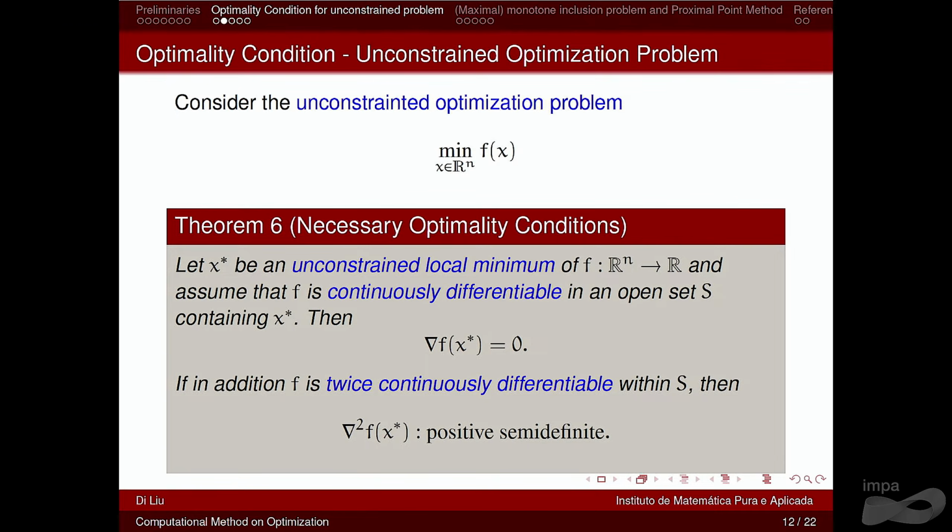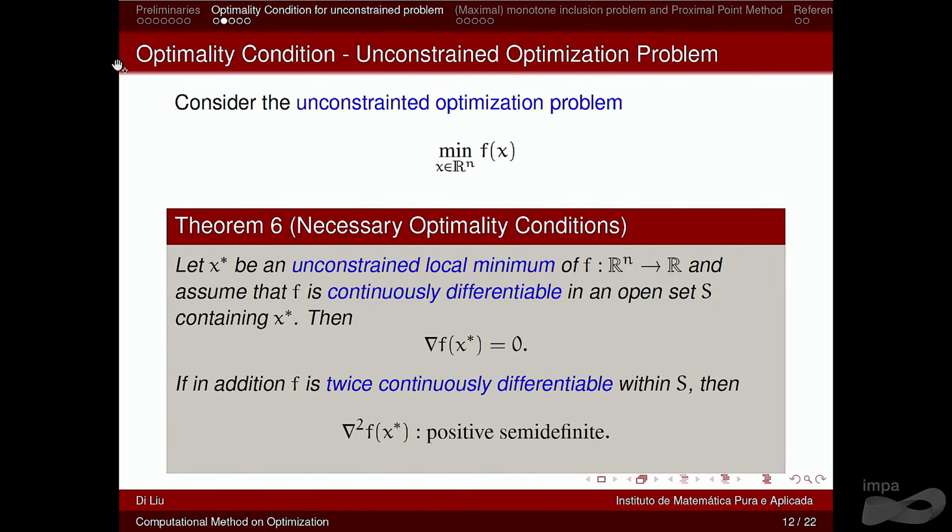We say if x star is an unconstrained local minimum of f from Rn to R, and we assume f is continuously differentiable in an open set S which contains x star, then the gradient of f at point x star equals 0. In addition, if f is twice continuously differentiable within S, then the Hessian of f at x star is positive semi-definite.